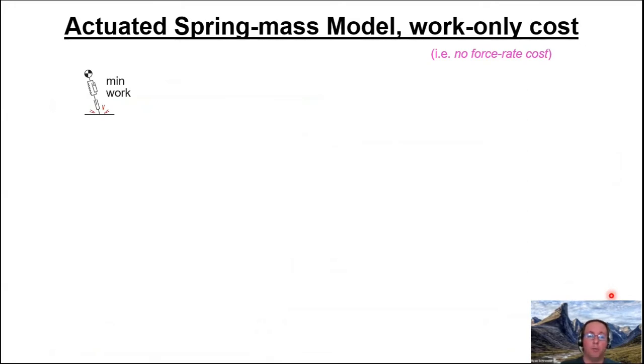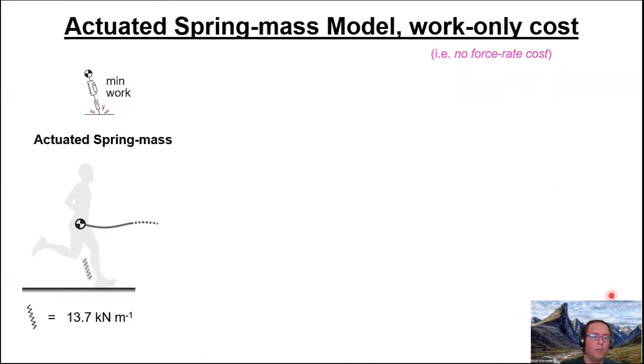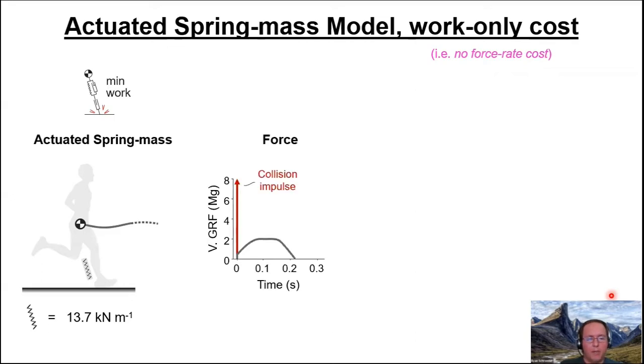Okay, so we'll begin with applying the model with only minimizing work. So only a work cost, no force rate cost. And we'll choose a spring to do this, a relatively compliant spring actually. And basically we have a single humped vertical ground reaction force. It looks a little bit like some of the other force profiles we've seen in the other models, but with some slight nuances to the shape of it.